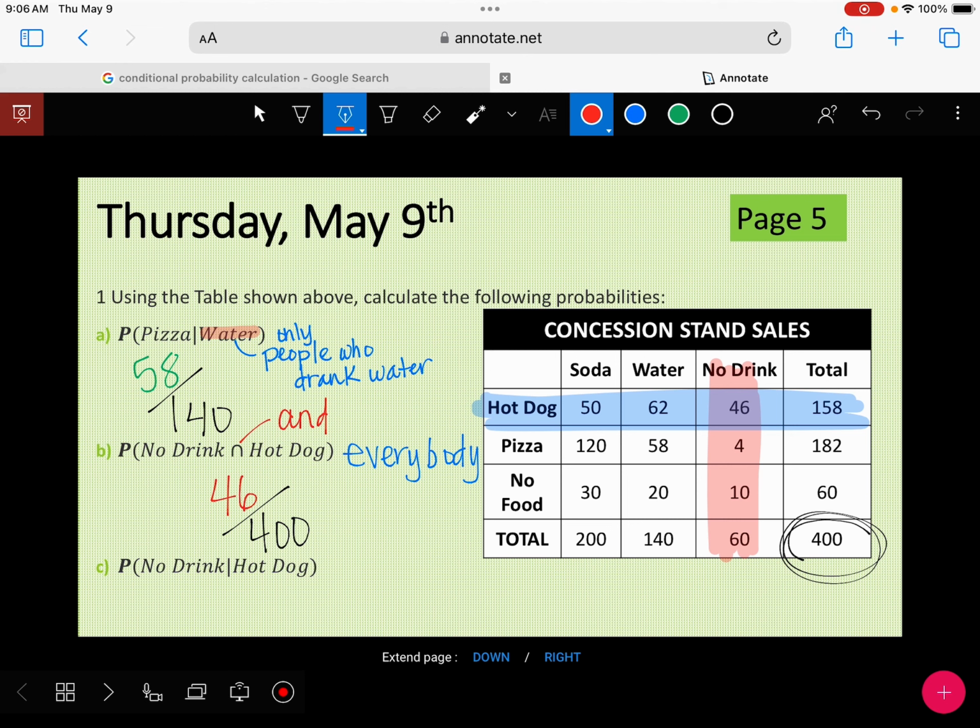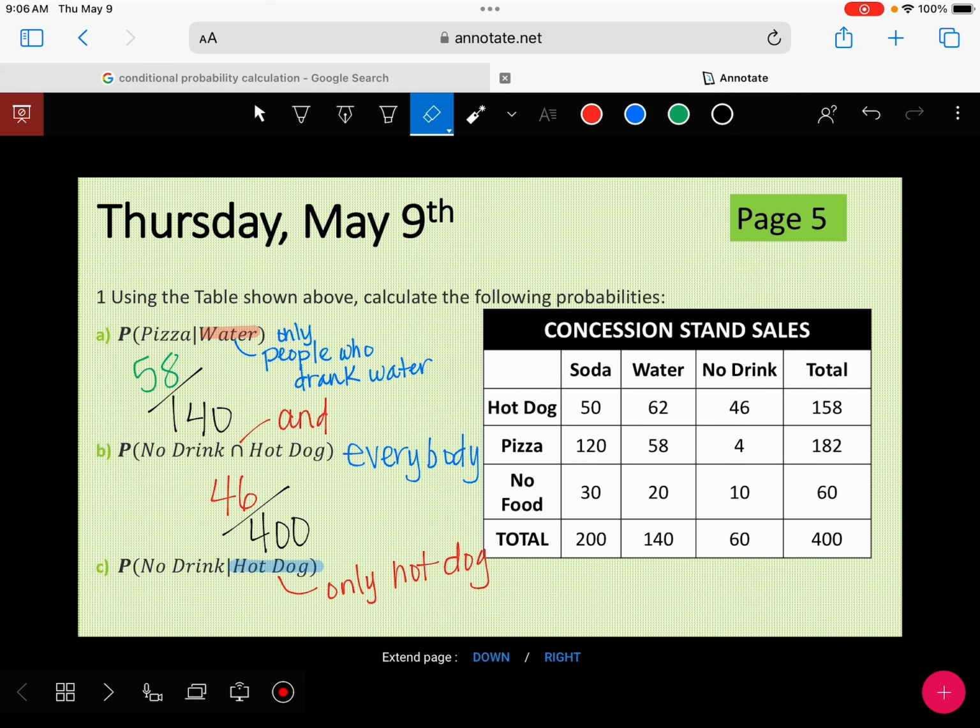Okay. And then question C. Again, we have a condition. This is my condition. The condition is only people who had a hot dog. Only hot dog. Okay. So I need to look at my table. Figure out how many people on this particular day ordered a hot dog.